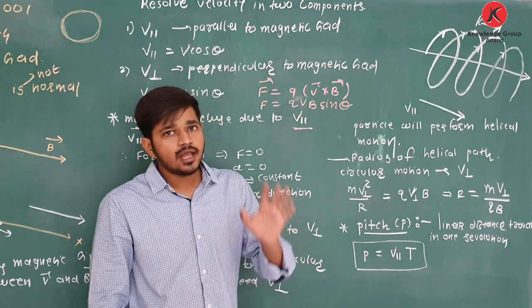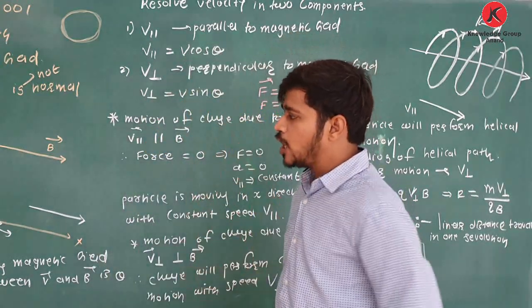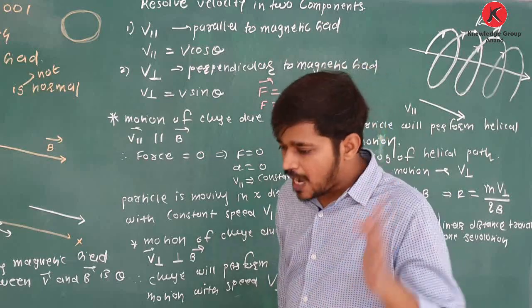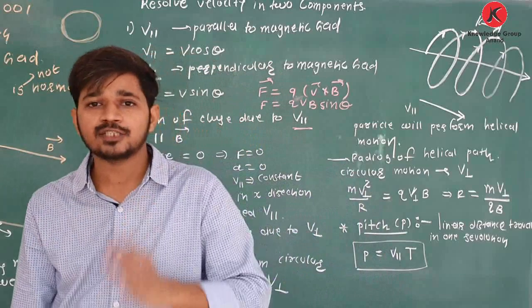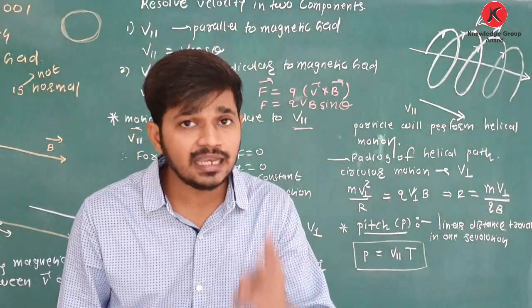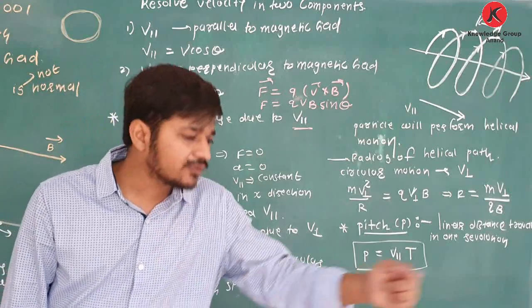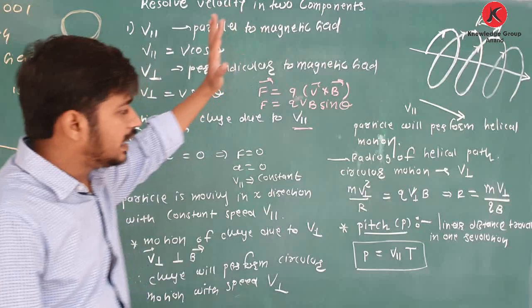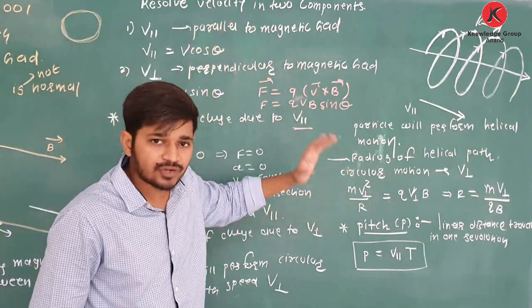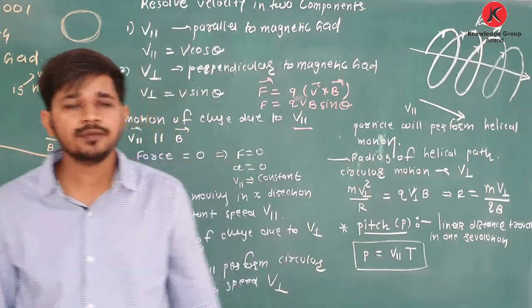Clear about this? Case 2, when velocity is not normal to the magnetic field, then the path of the charge will be helical. Helical is the resultant of two individual motions, one in the forward direction and one circular. So its path will be helical. For a helical path, what is the equation of radius and what is the equation of pitch, that you have to remember. Okay?